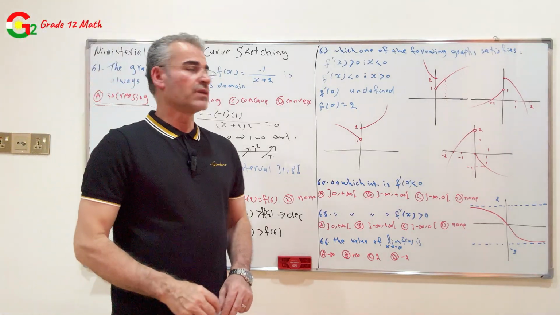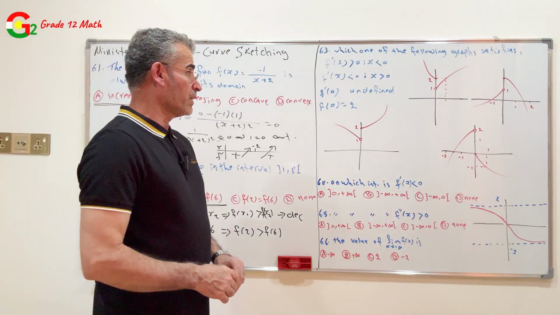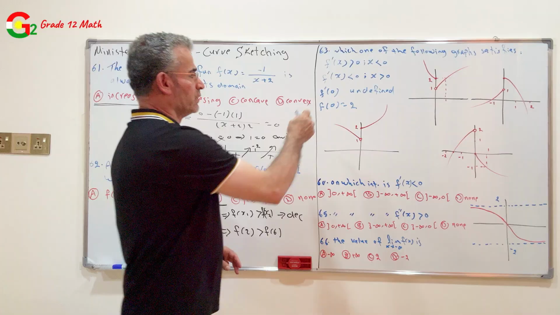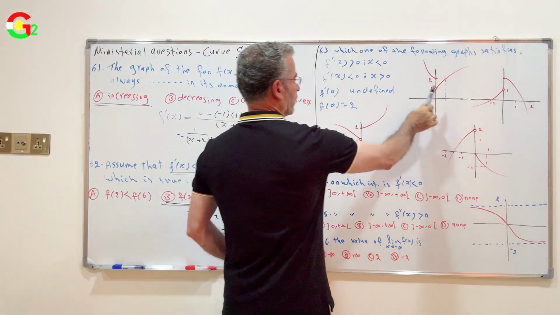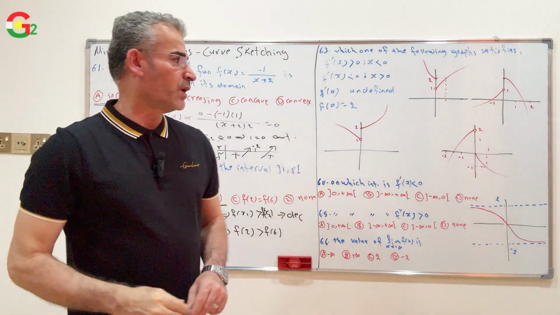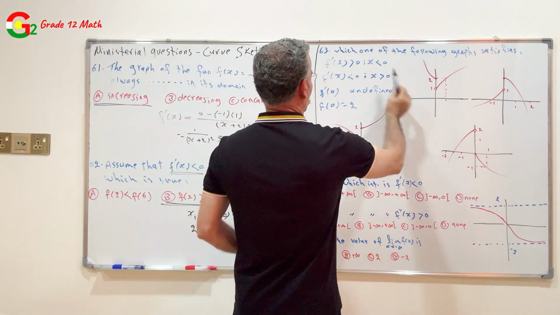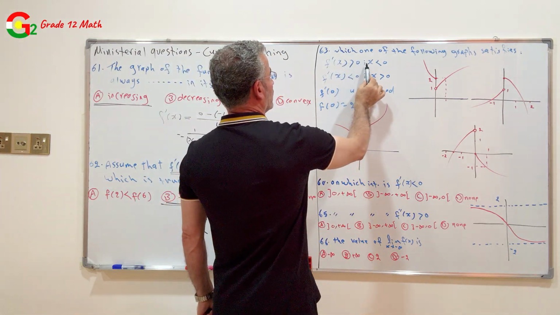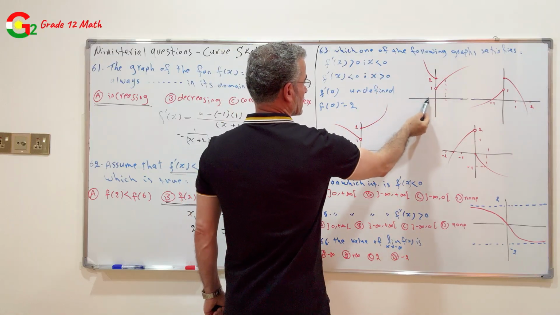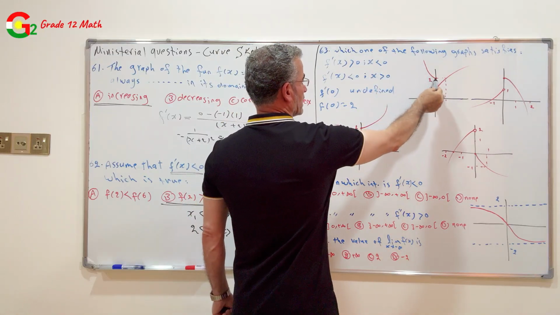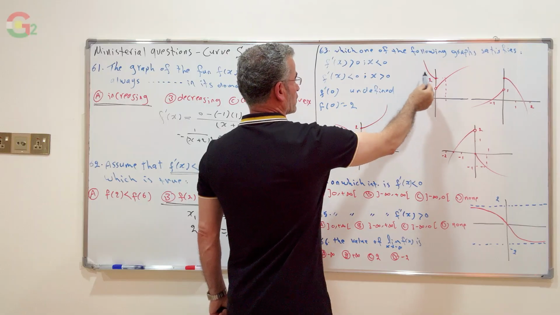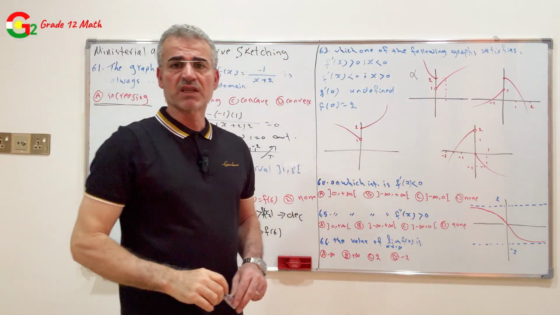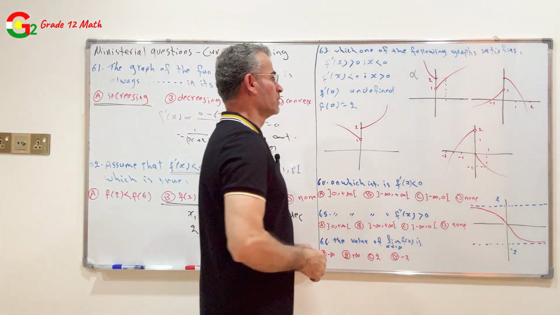Question number 63. Which one of the following graphs satisfies the condition? We have 4 conditions. Let us apply them for the graphs one by one. For the first graph, f prime of x greater than 0 when x less than 0. When x less than 0, the function is decreasing, then f prime of x should be less than 0. Therefore, the first condition is not satisfied, the first choice is not true.